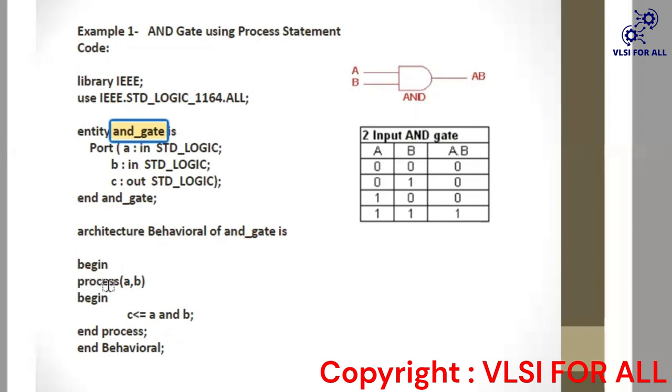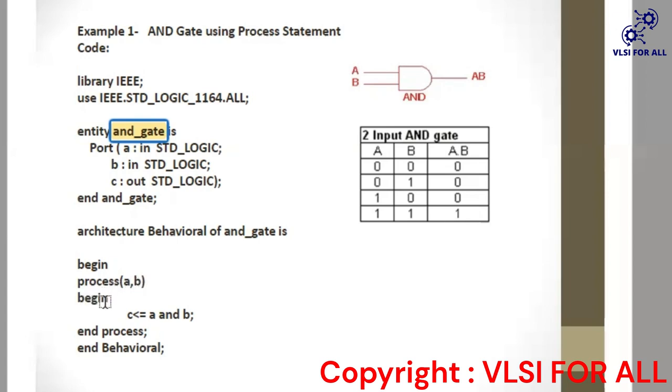Process is a statement, and in the brackets we write the input variables on changing which our output gets affected. When we change any one of these two inputs, A or B, or we change both, our output will also change. So in this process statement, we only write those input variables for which, when we change them, our output is also changed.